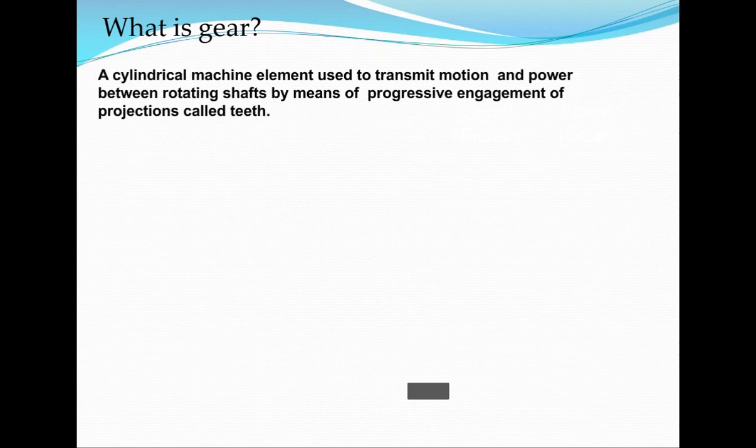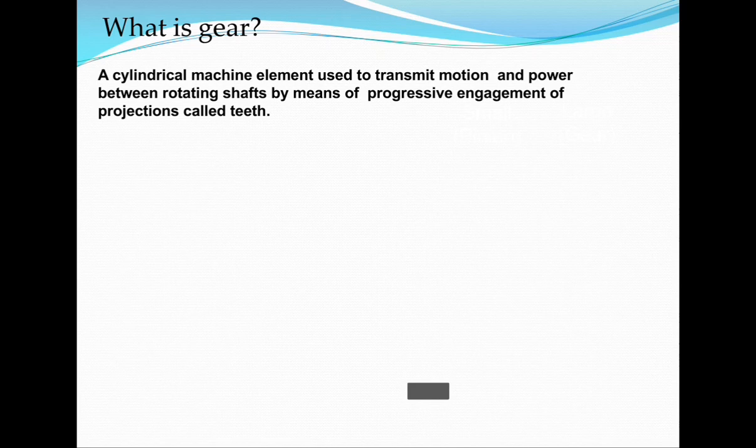Basically, gear is a cylindrical element which is used to transmit motion or power by means of progressive engagement of the teeth. So you see here the definition: gear is a cylindrical machine element used to transmit motion and power between rotating shafts. One shaft is attached to the motor, that is called the driver, and another is attached to the equipment which needs to be rotated, that is the driven gear. So the gear is a cylindrical machine element used to transmit motion and power between rotating shafts by means of progressive engagement of the teeth.